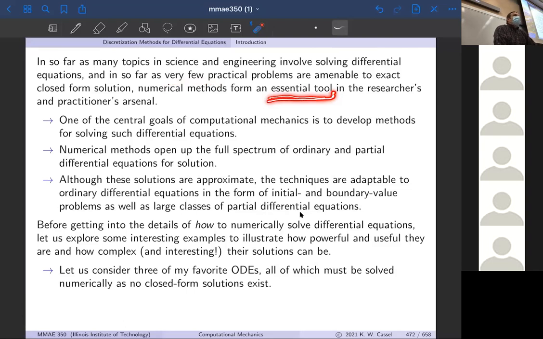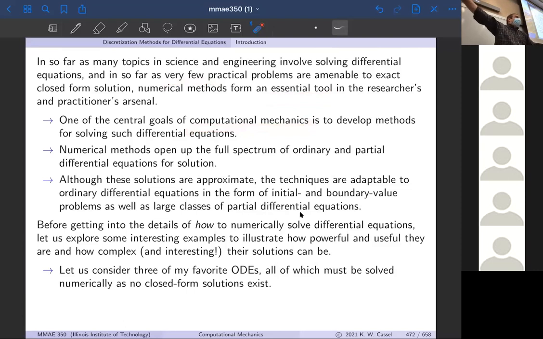And that's why we spend so little time on exact solutions in some of these classes, because it's so unusual and rare. So it's absolutely essential to be able to solve these numerically. And that's really, in some sense, not everything, but a lot of things we've been doing in this class have been leading up to this.